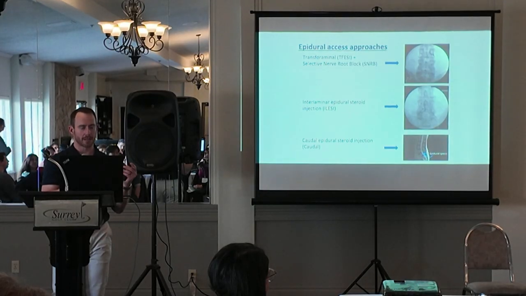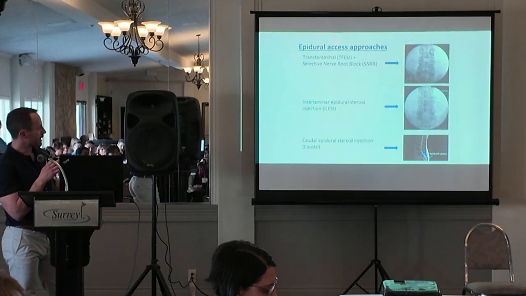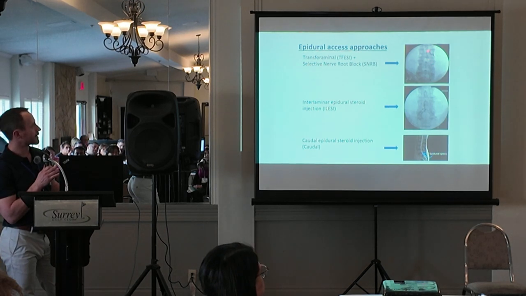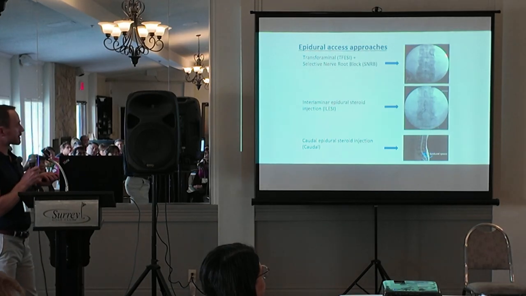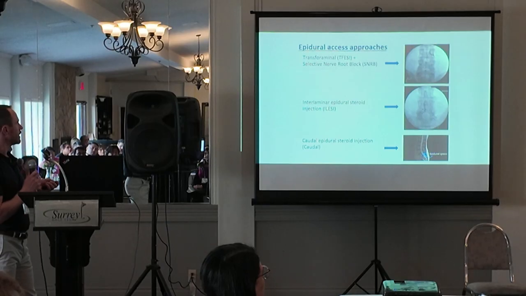So epidurals, just a general note on the different approaches. We've got the transforaminal approach up here. Sometimes we often do a selective nerve root block with that as well. Transforaminal epidural steroid is where we go here and get it to flow up into the epidural space. That's a little bit of contrast you can see outlining the pedicle. That's an epidural. Selective nerve root block would be when it's just a little bit outside of that, so you're just trying to get the nerve.